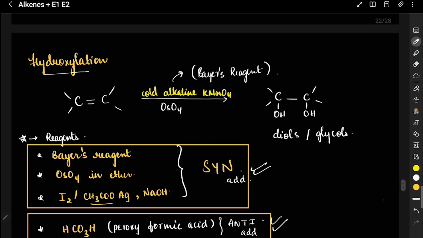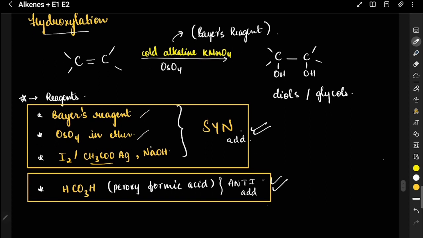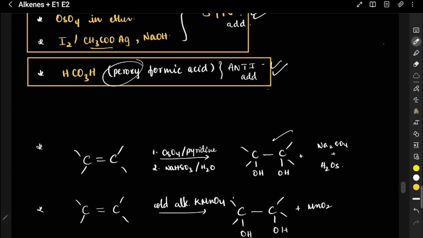Okay, next we have hydroxylation. We have discussed this also in great detail. So cold alkaline KMnO4 is called Baeyer's reagent. In Baeyer's reagent, diols are formed and syn addition takes place. OsO4 in pyridine and I2 with NaOH, syn addition takes place. Then there is peroxyformic acid, or any peroxy acid. What is peroxy acid? Where the C double bond O bond is there, it's called peroxy acid.